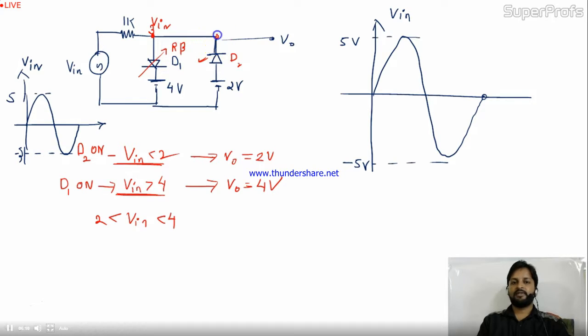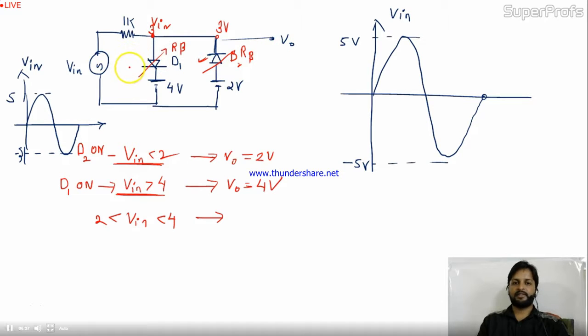Now let's come to this. This is 3 volt. If this is 3 volt, this D2 will be in reverse bias. So both diodes will be in reverse bias if the V in region is between 2 to 4. So when these 2 will be in reverse bias, means we can remove these 2 from the circuit, and at the output stage directly you will get the V in.